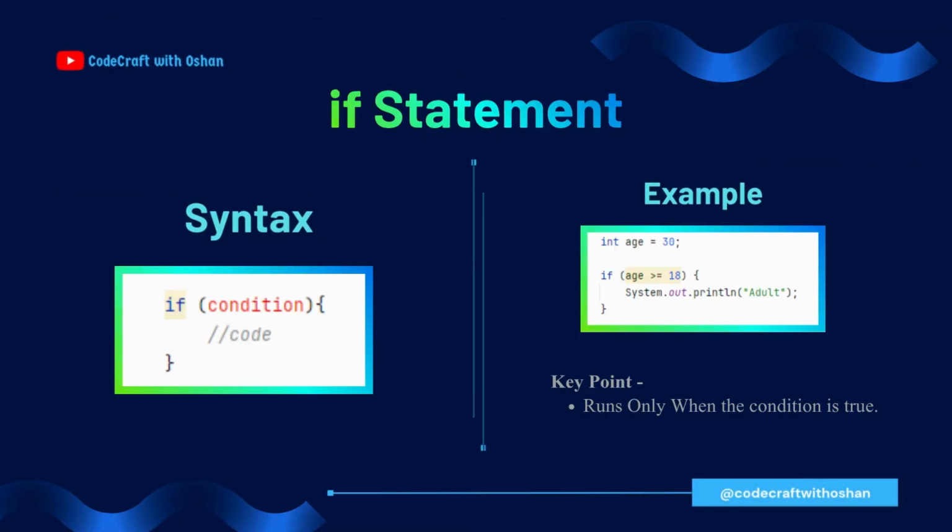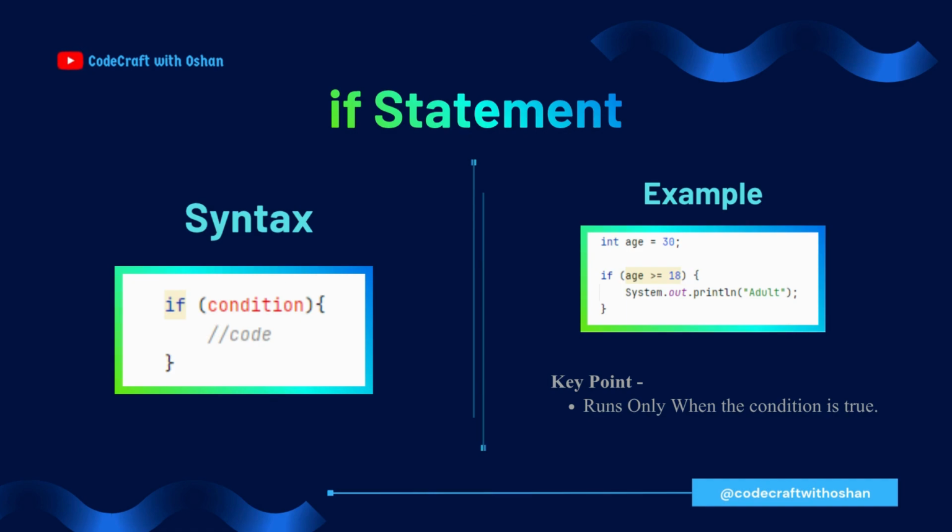Now let's bring this into code. The first and most basic condition is the if statement. Think of it like this. If something is true, do this thing. That's it. For example, if it is raining, take an umbrella. In Java, it looks like this. If raining equals true, print take an umbrella.